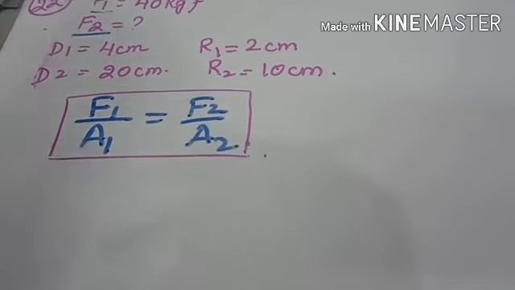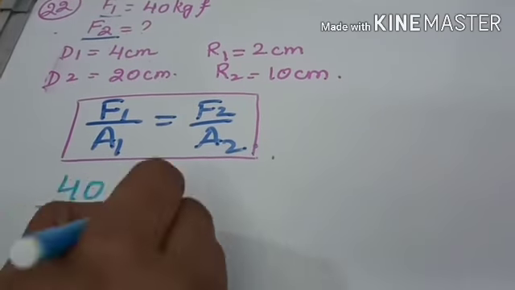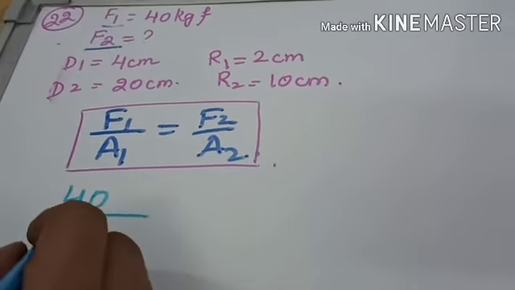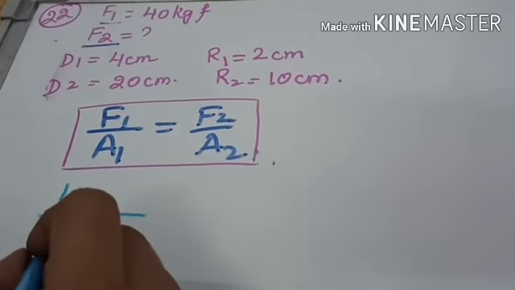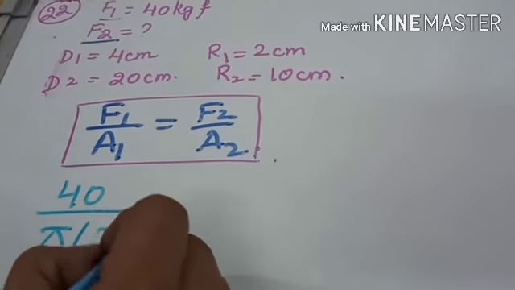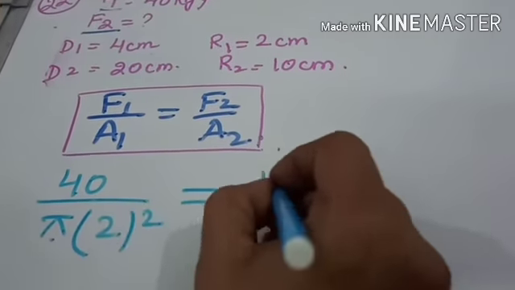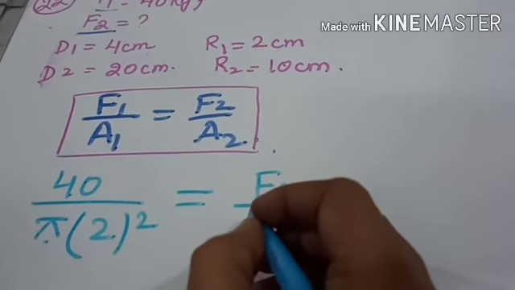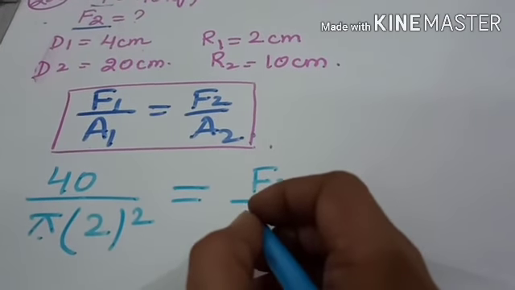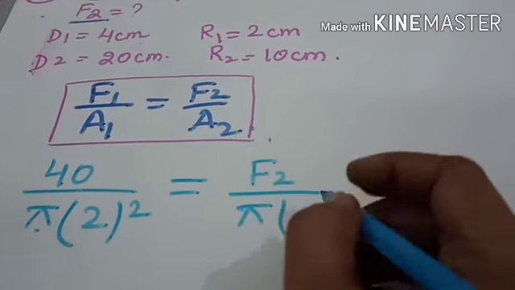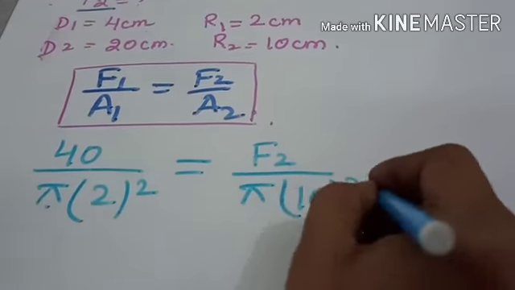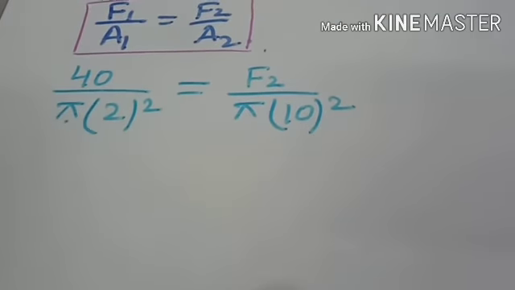Let's substitute the value. 40 kgf upon area. Area is pi r square. So pi, r is 2 centimeter, so 2 square, equals F2 which we have to find, upon again the area of the circular piston, pi r square. So r is 10, so 10 square.